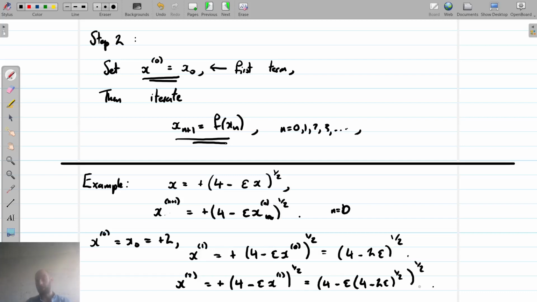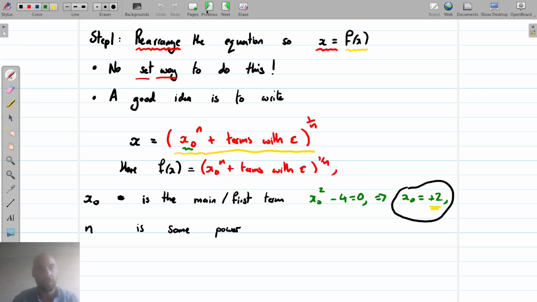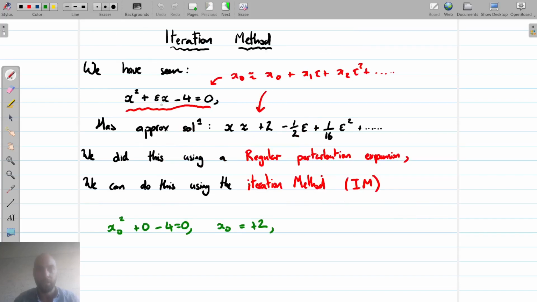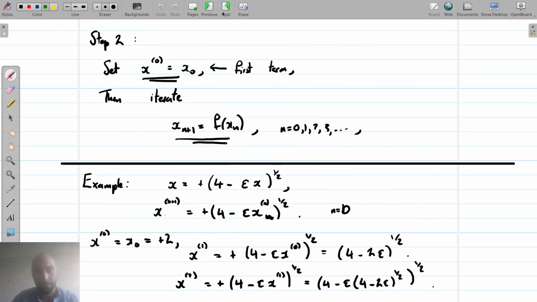So these are two equations, and they look a little bit horrible, but they're not that bad. But the main idea is that these are really good approximations for our solution. So remember, we're trying to solve this equation, x squared plus epsilon x minus 4, approximately, and it turns out that x is approximately equal to that, and x is approximately equal to this. And these get better and better and better as you go along.